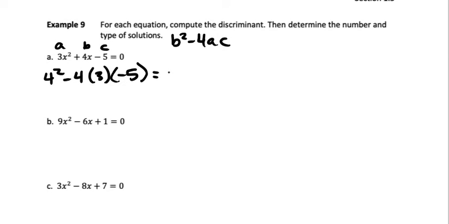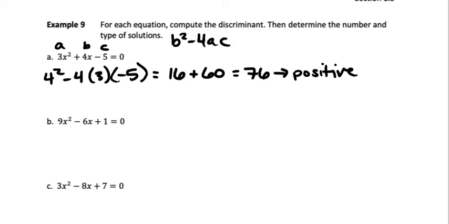And after we plug in, we're going to simplify this and get it down to a single number. 4 squared is 16. 4 times 3 times 5 is going to be 12 times 5, which is 60. This is going to be 16 plus 60 because we have two negative signs here, and so that's going to equal 76. Now the question is, is this positive, 0, or negative? 76 is a positive number, and so this tells us that there's going to be two unequal real solutions.